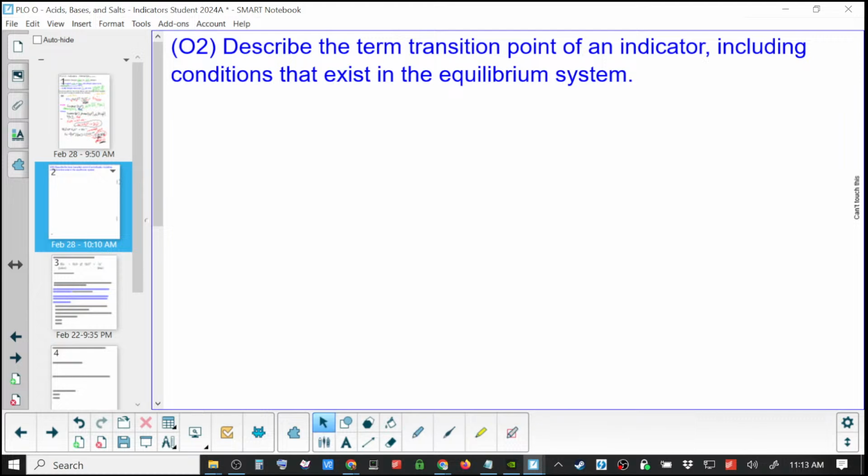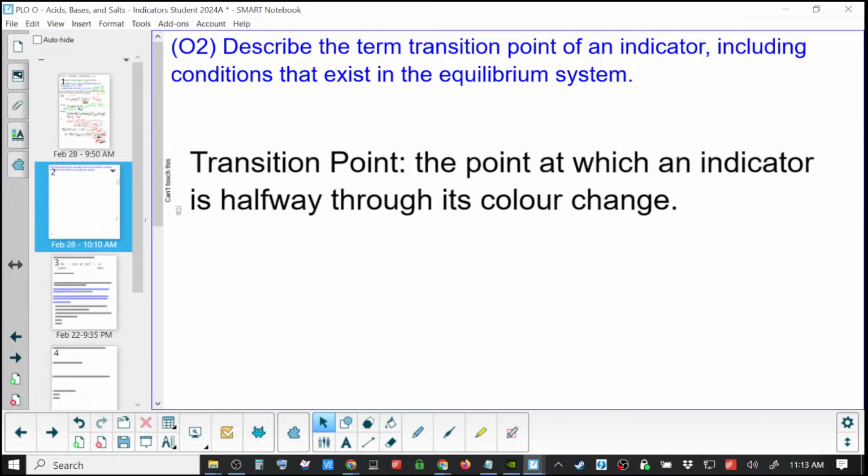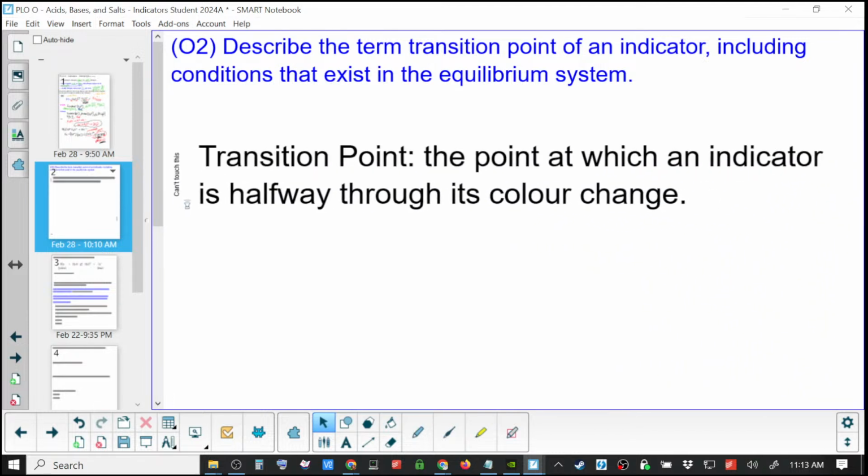Describe the transition point of an indicator, including the conditions that exist in the equilibrium system. These are definitions.